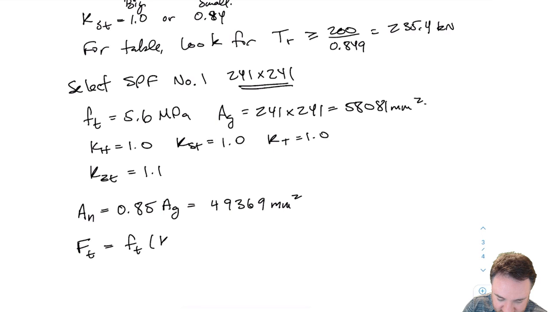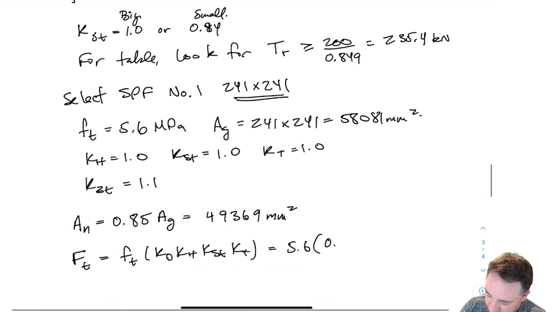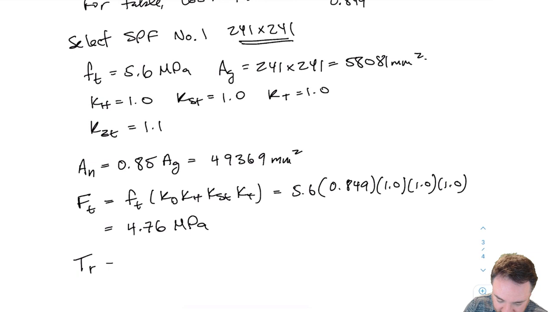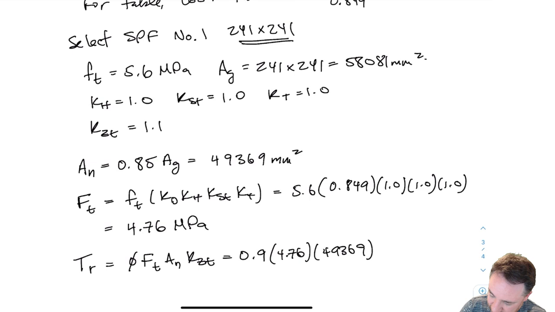So now I can calculate my large FT, which as you recall is FT times KD times KH times KST times KT. So I have 5.6 times 0.849 times 1.0 times 1.0 times 1.0, and so I get FT equals 4.76. And now I'm ready finally to do the TR, which you'll recall is phi FT AN times KZT, the size effect factor. Phi is 0.9, 4.76, 49,369, and KZT is 1.1.